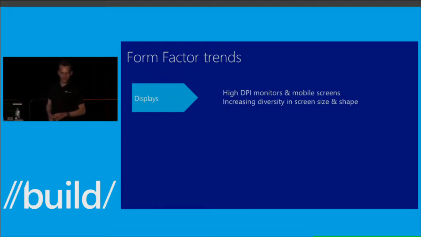So not only is the density and the DPI of these screens rising, but also the diversity is coming in the size and shape. And we see things like the Acer Iconia, the 8.1-inch screen. But also on the desktop, we're seeing new and interesting aspect ratios like 21:9, so some of these incredible widescreen displays that you see there.